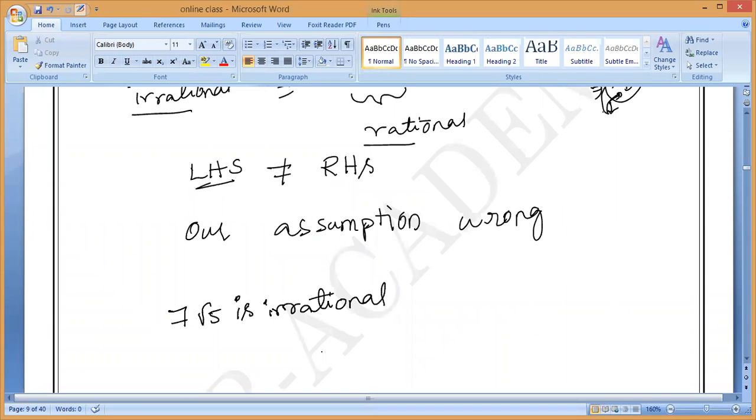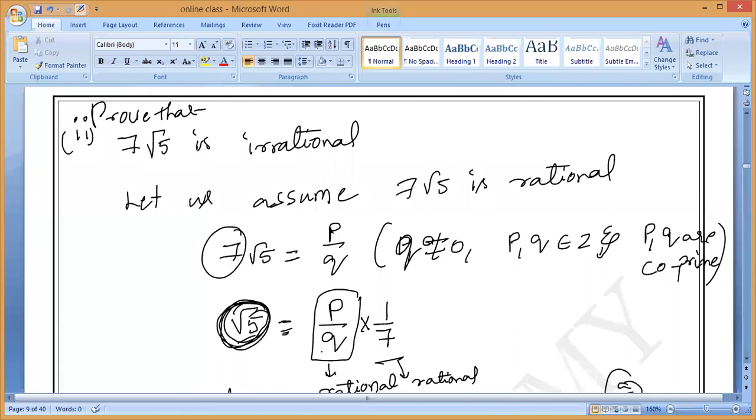Okay, ma'am. You can consider this and solve root 5 is irrational. You can prove that one. Next question. Shall I go to next one? Yes, ma'am. Next one.